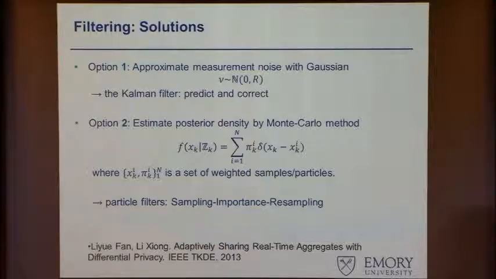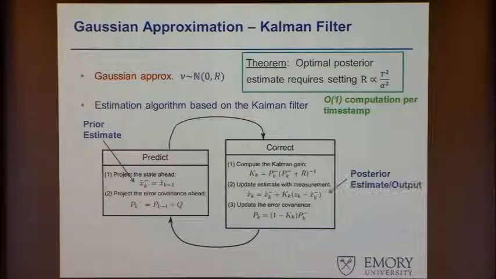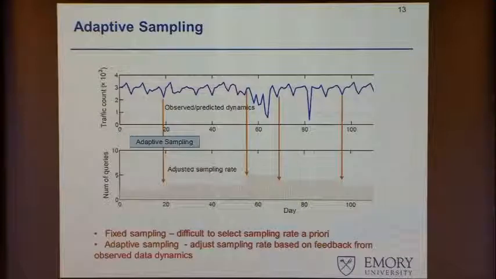Another option is to use Monte Carlo simulations to estimate the posterior density using the sampling importance resampling approach. We experimented with both of these approaches. These are some details of the two approaches, which I'm just going to skip. So that's the filtering approach.